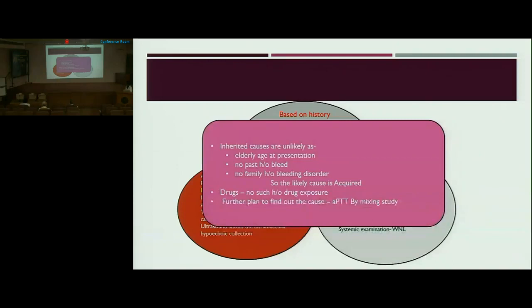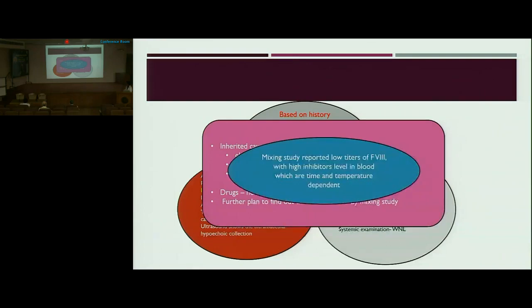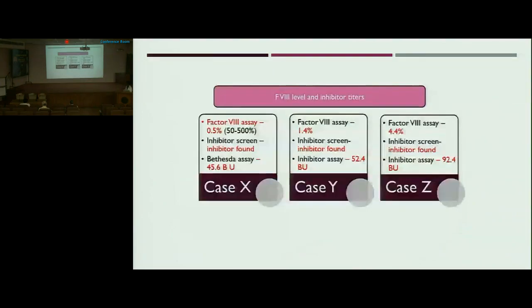To find out the cause of the deranged APTT, by mixing studies we found low titer of factor 8 with high titers of inhibitor in the blood, which are time and temperature dependent. Factor 8 and inhibitor levels of case X were 0.5% and 45.6 Bethesda units, case Y 1.4% and 52.4 Bethesda units, and case Z 4.4% and 92.4 Bethesda units respectively.